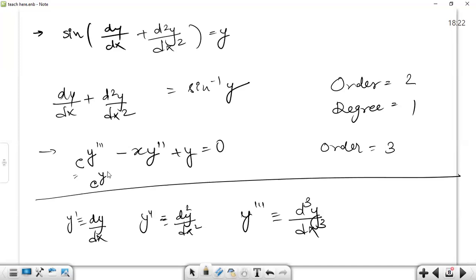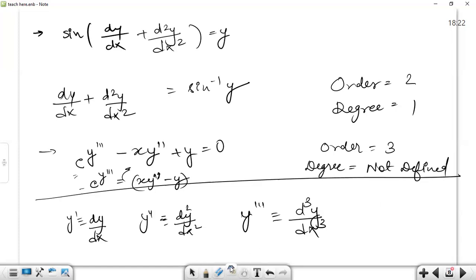So e raised to the power this equals x y double dash minus y. If we try to take logarithm here, the e will be gone, but the problem will be that this is also a derivative. So there will still be a radical attached to the derivative, so we will not be able to find out the degree of this particular differential equation. We will write it as not defined. Is this clear?